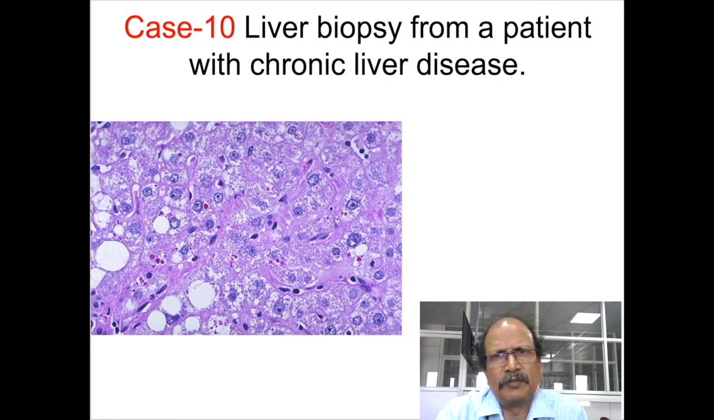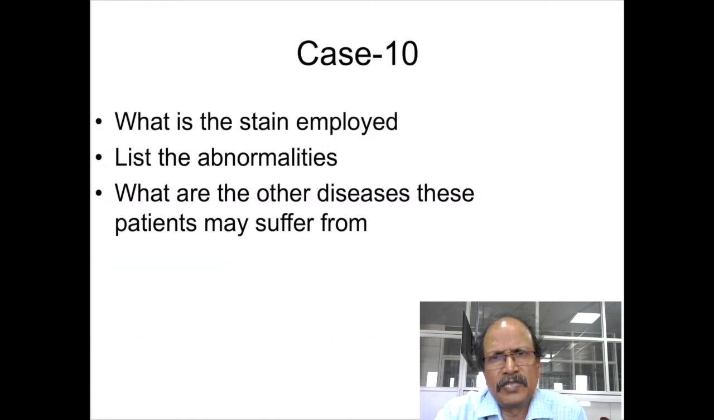In the course of time, they may land in cirrhosis of liver. And what are the other diseases that may be associated with alpha-1 antitrypsin deficiency? You should not forget pancreatitis, emphysema.